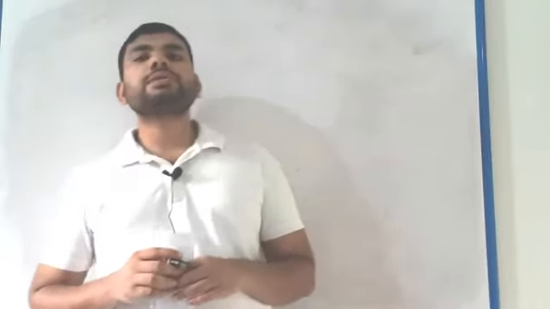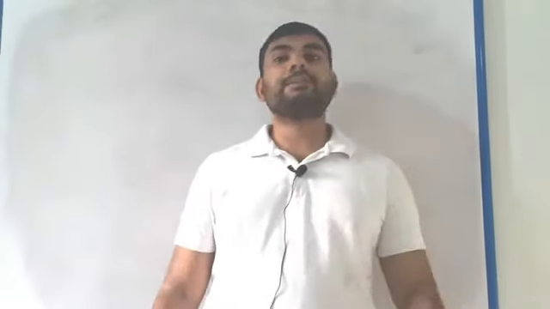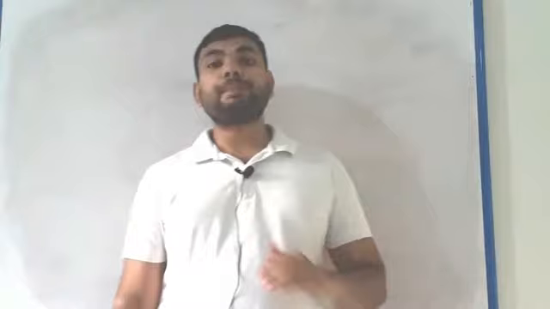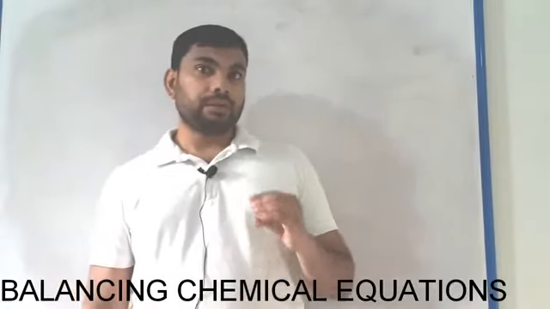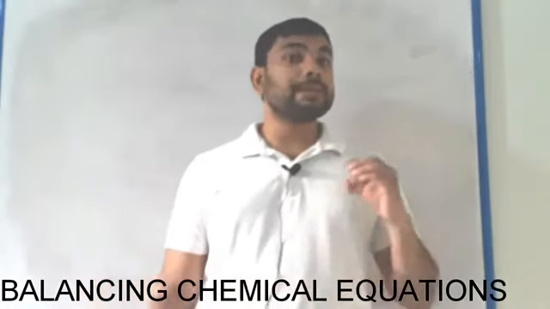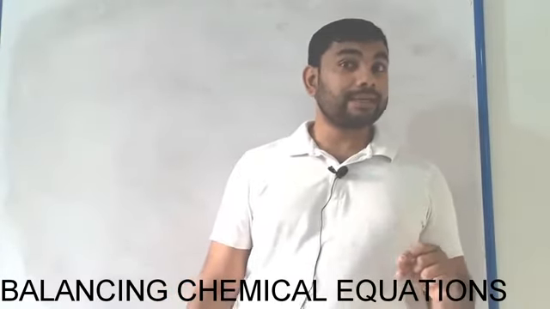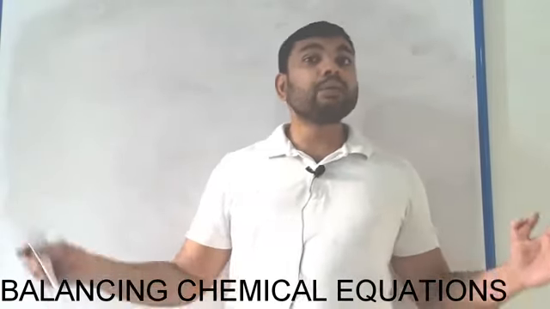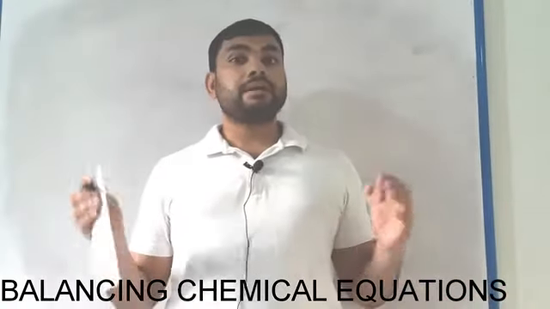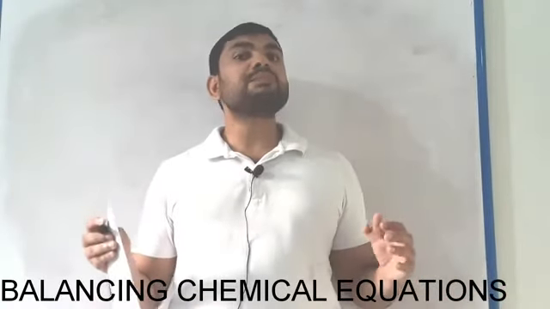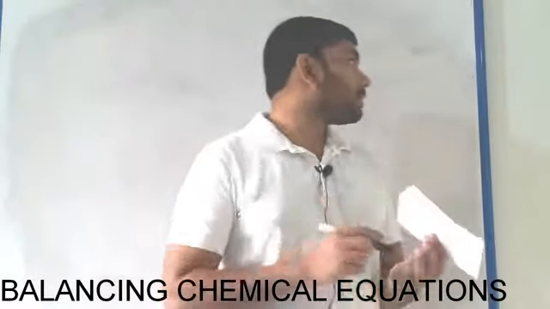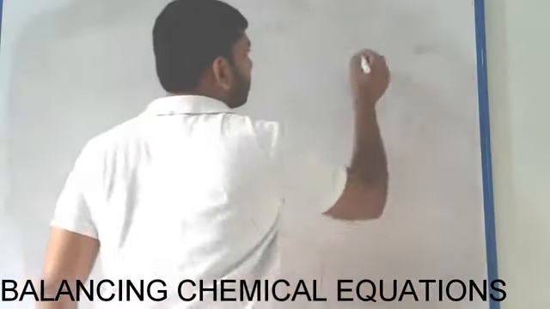In this video we are going to discuss how to balance chemical equations. Here, first you have to know some basic terms. First one, radicals. Radicals mean a group of atoms with a charge. See here some examples of radicals.